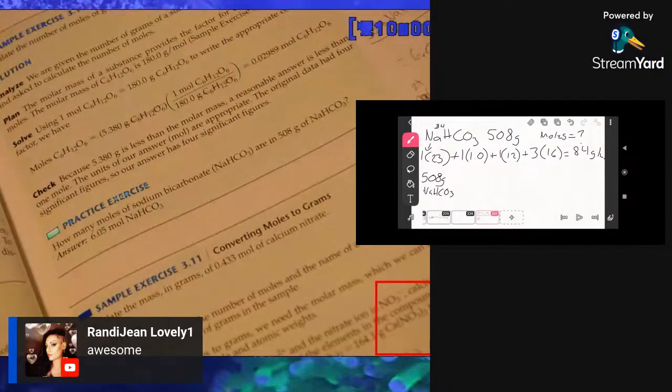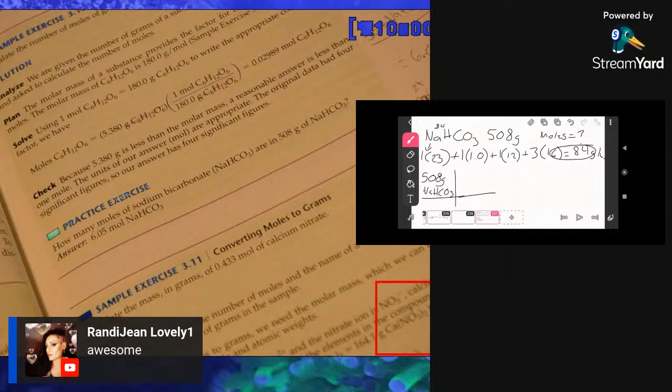Just so I could fit everything, I'm gonna write it like that. So HCO3, right? So we got that many grams, right? And then, so you see we got the grams, and then we got the number of grams for the molecular weight. So the molecular weight in grams will give me moles.